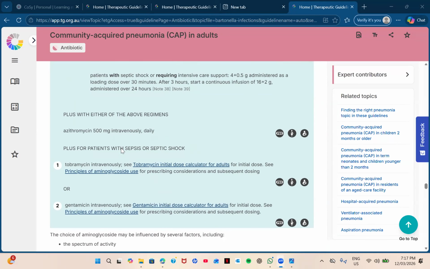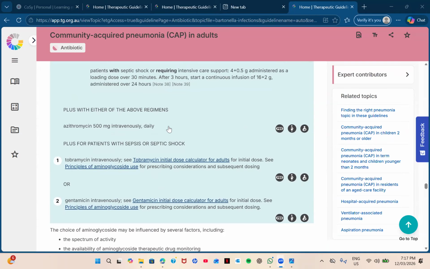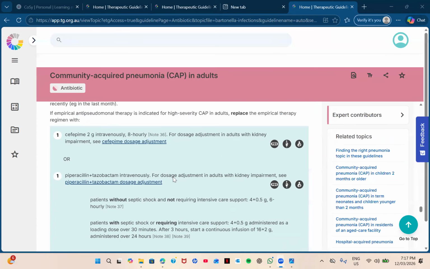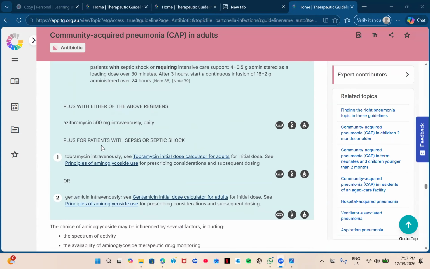Cefepime, azithromycin plus gentamicin, we can use. Or we can use pip-taz plus azithromycin plus gentamicin or tobramycin. Let's depend, right? Here you have to remember if the patient is presented with high risk and they have given something related to Pseudomonas aeruginosa, and you all know it's a gram negative one, in that case you can use this three drug regime, right? Three drug regime, right? So please remember.